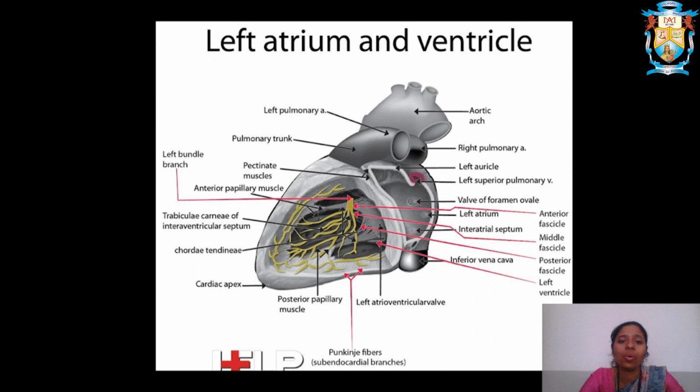So we can see in this diagram a section of the left side of the heart, wherein we have the left pulmonary artery, the anterior papillary muscles, chordae tendineae, and many other things, including the left auricle and the left ventricle.